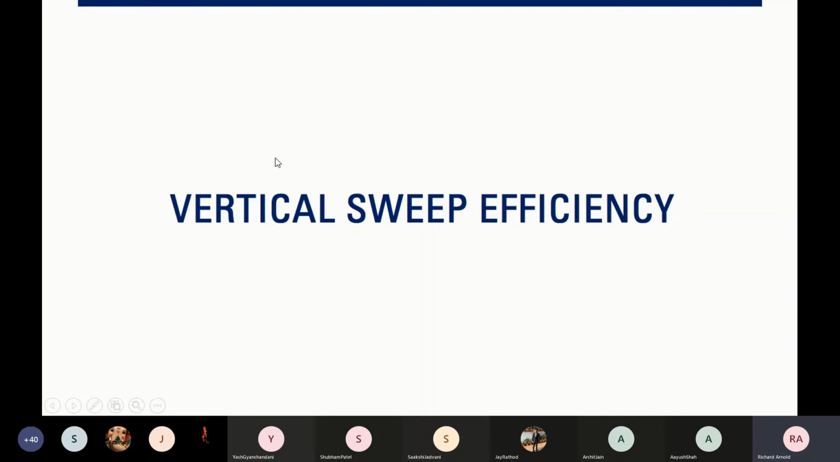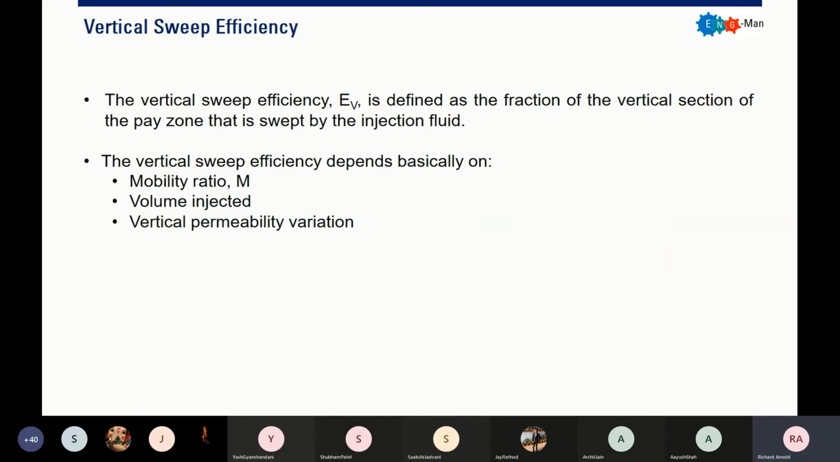And of course, lastly, we will talk about vertical sweep efficiency, because we want to know our recovery factor. It is displacement efficiency multiplied by areal sweep efficiency and vertical sweep efficiency. Vertical sweep efficiency is defined as the fraction of the vertical section, so it is about a vertical section of the pay zone that is swept by the injection fluid.